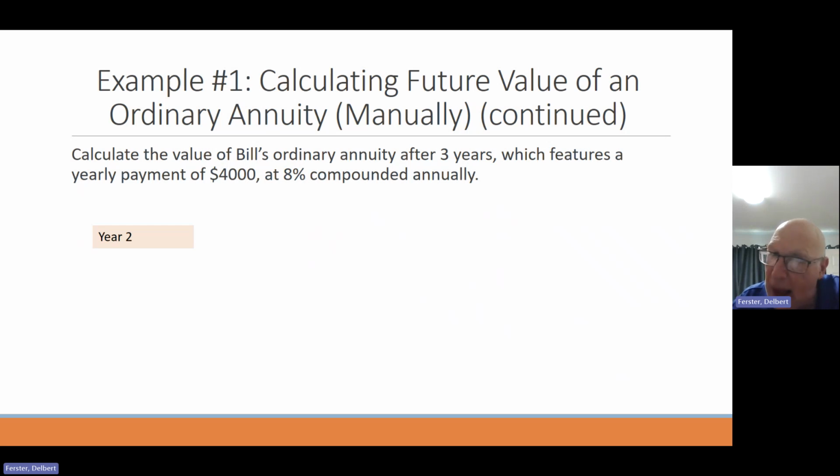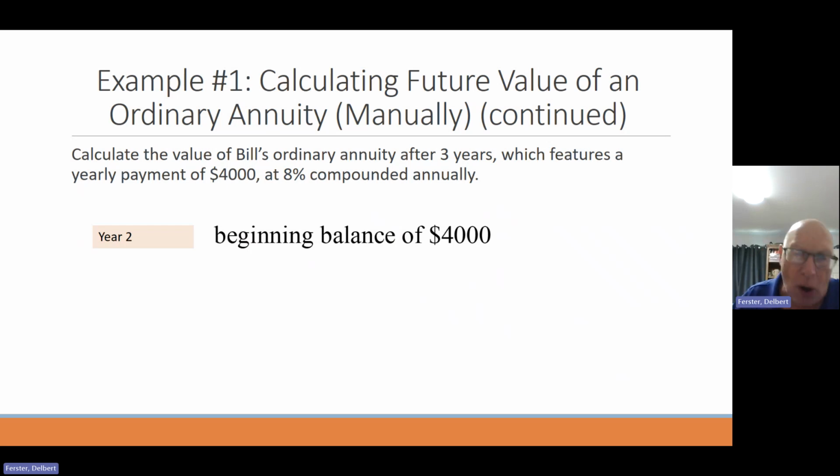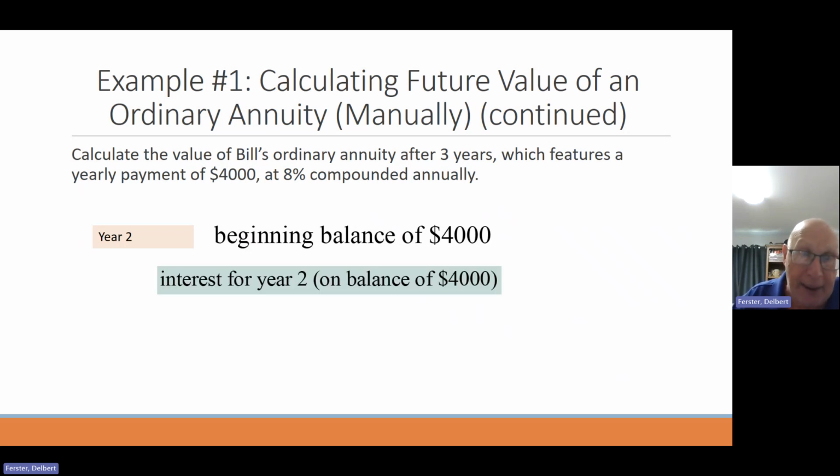Now, year two's got a lot going on. He starts year two with a balance left over from the end of year one, $4,000. First thing that happens is he earns interest on that $4,000 balance for 1 year at 8%. So there's your formula to calculate it. It looks familiar. It's principal times rate times time. So for year two, his initial balance of $4,000 earns him $320 in interest.